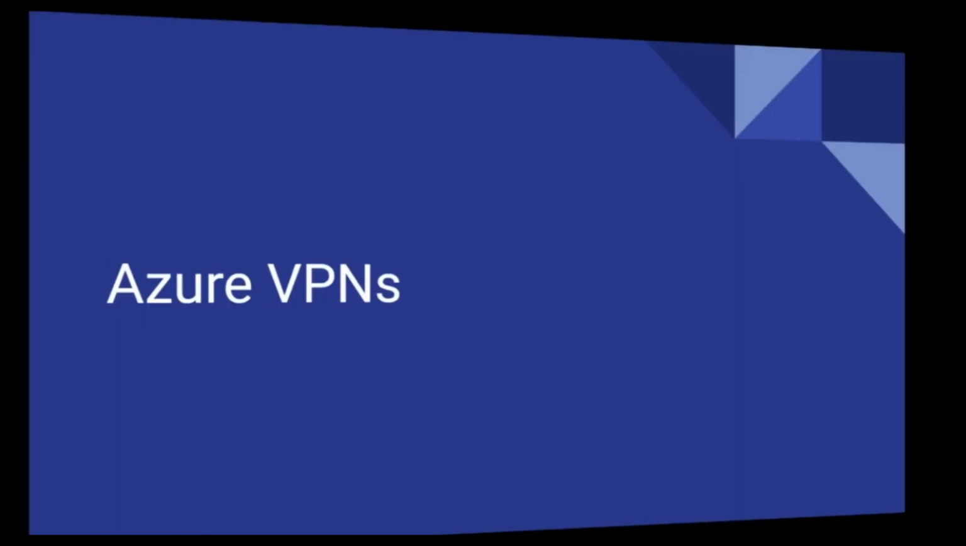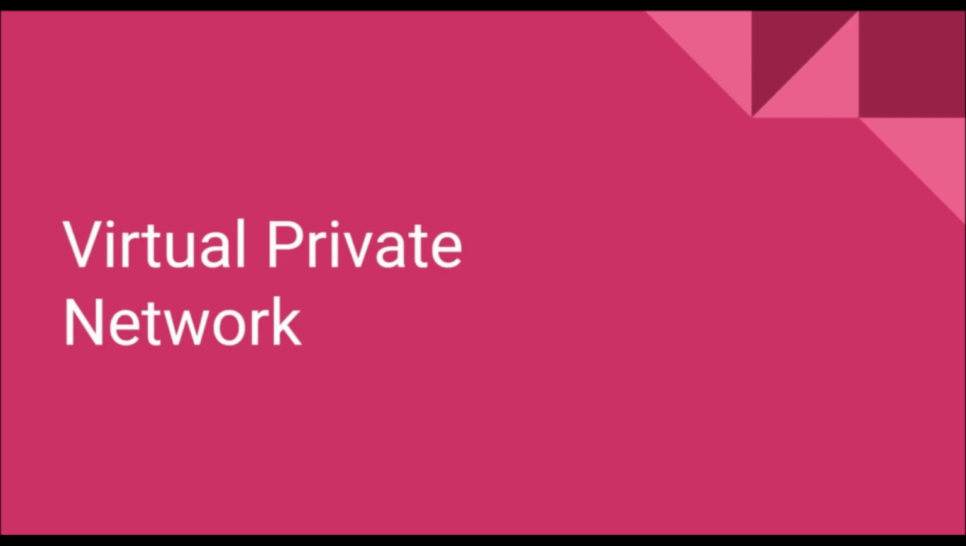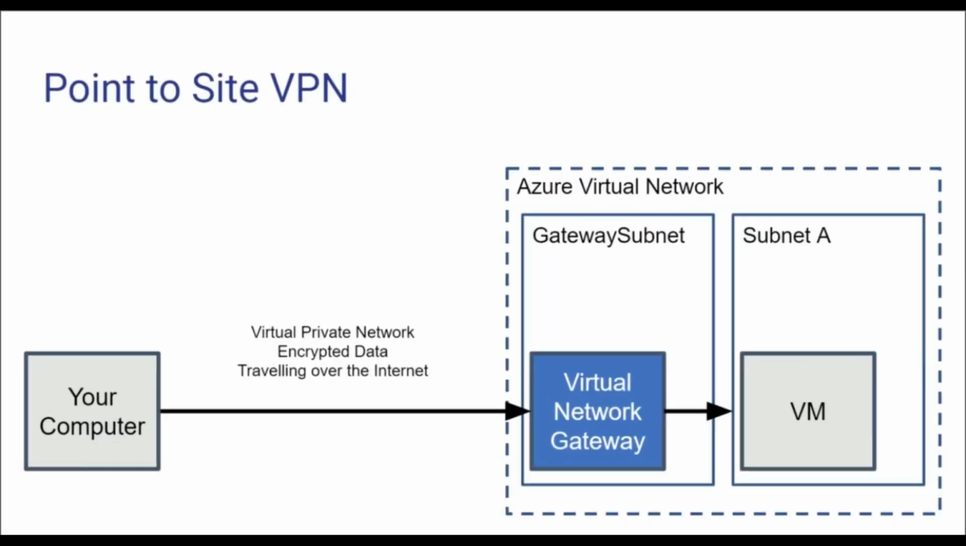So in this video, we're going to talk about VPNs or virtual private networks. Later on in the video, we're also going to talk about ExpressRoute. A virtual private network, as the name implies, is a connection between either your computer and a virtual network within Azure, or a whole network of computers and a virtual network within Azure.